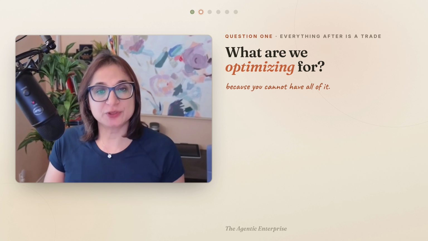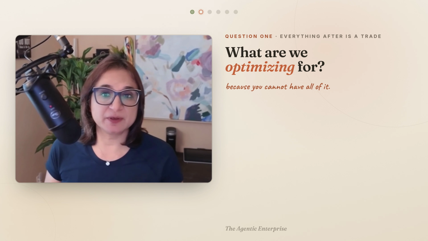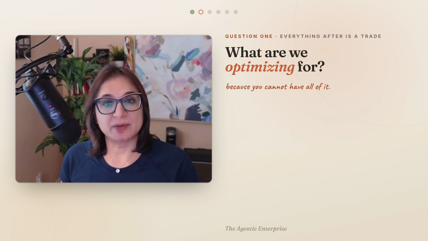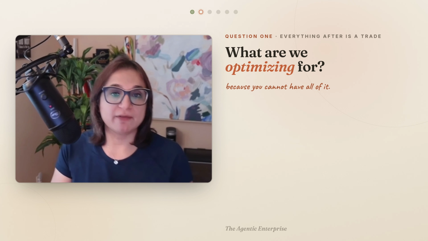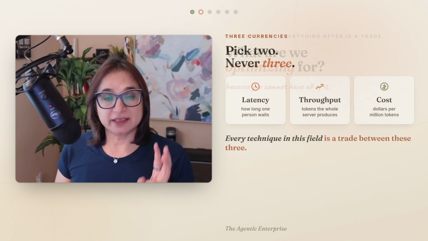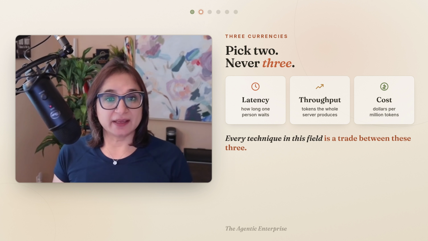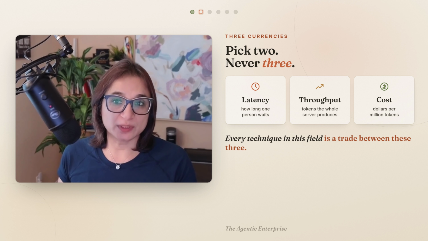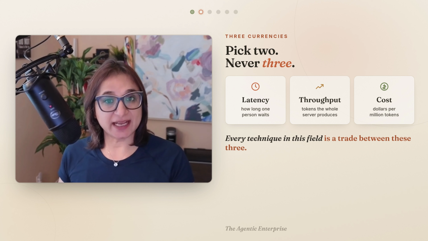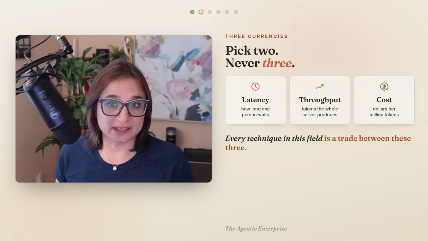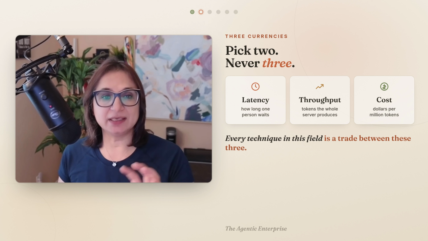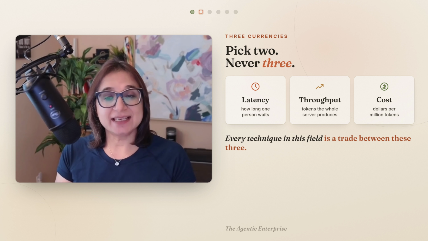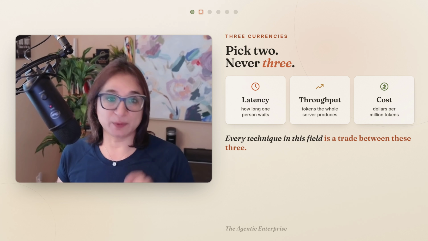So the first question, and we have to do this one first because everything after is a trade. What are we actually optimizing for? Because we cannot have all of it. There are 3 things people trade between, and they are latency, throughput, and cost. So throughput is how many tokens the whole server produces in a second, and that is the one the finance team feels. And the cost is that same thing turned upside down, so dollars per million tokens. And latency is how long one person waits.